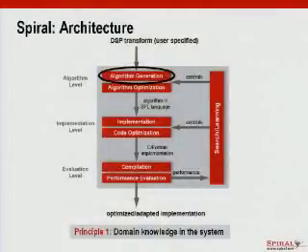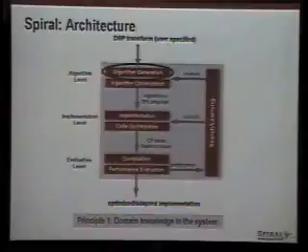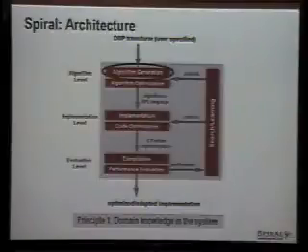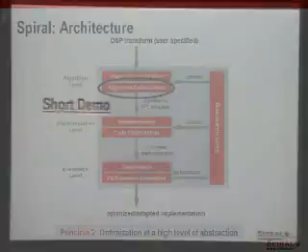There are two important principles here in Spiral. The first is what I said before: we have to somehow put the algorithm knowledge into the system, so we found a way of doing that here. This enables us to actually generate algorithms, and it enables us to optimize at a high level of abstraction. And this is usually the point where I very often get the question, so what is the input language to Spiral?